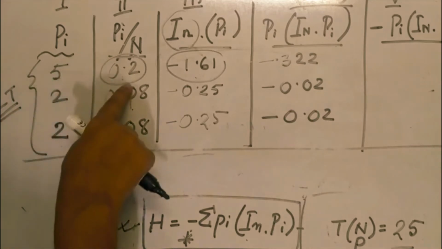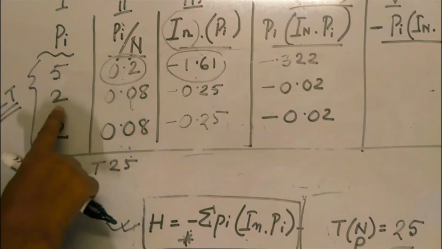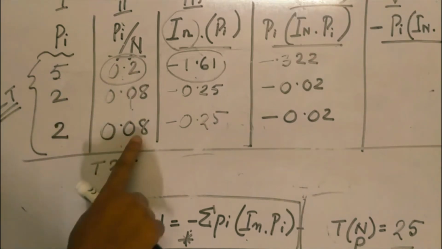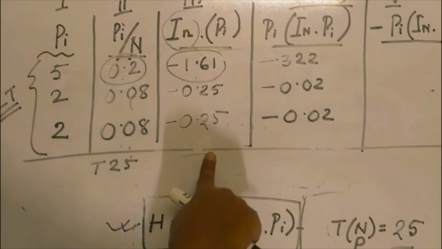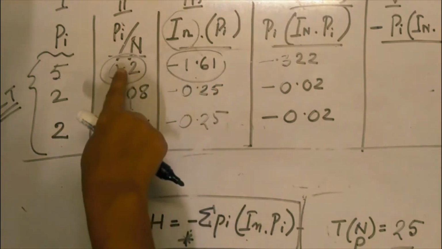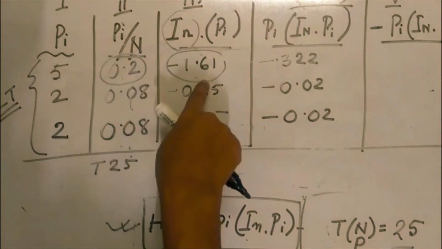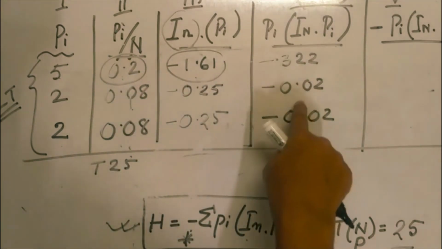Take all these total species, 5 divided by 25, 2 divided by 25, and then get the Pi value. Then, with the help of a calculator, you have to multiply Pi with the ln. ln is the natural log, and then you have to multiply both columns, column number 2 and column number 3. Here, Pi into natural log of Pi, and you get this value.